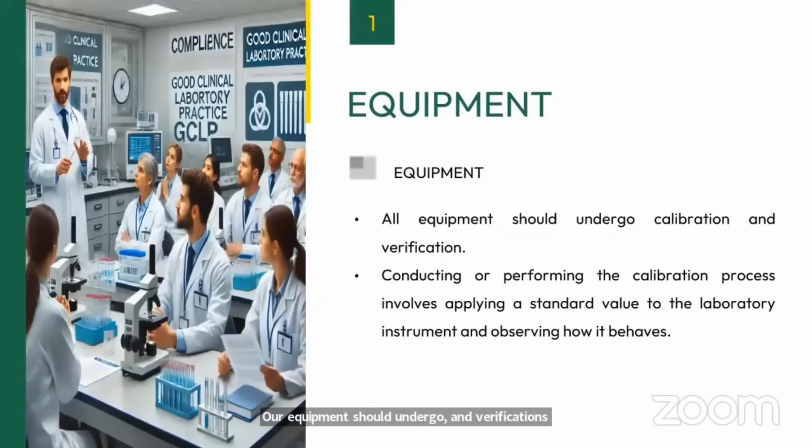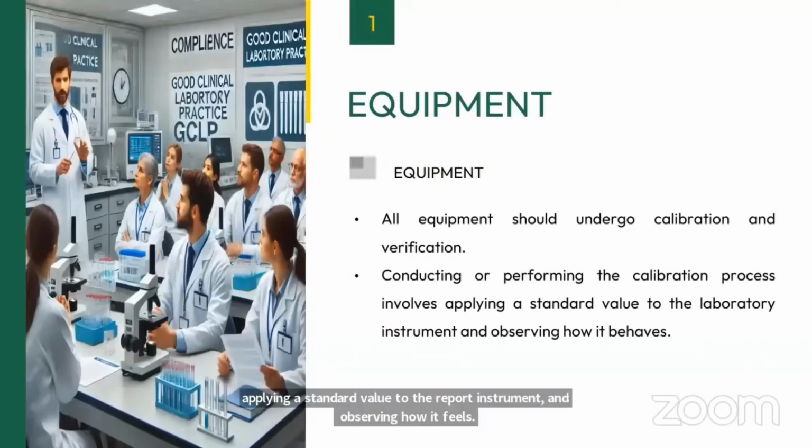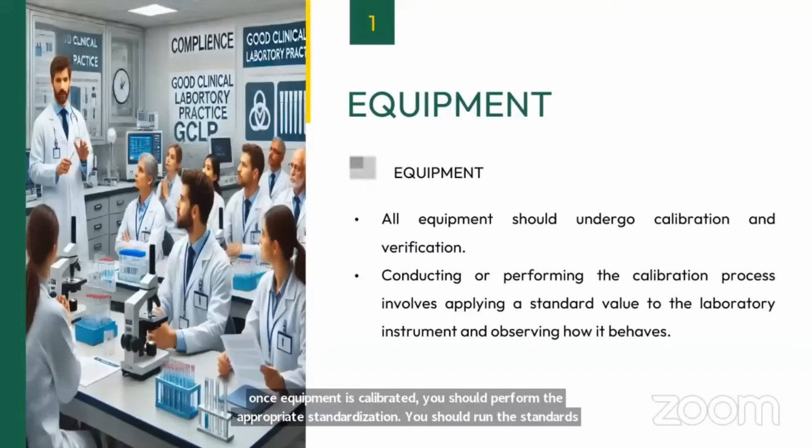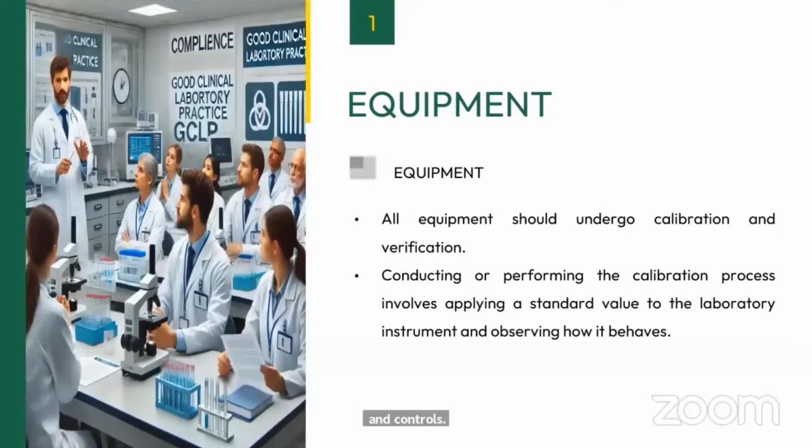Performing the calibration process involves applying a standard value to the laboratory instrument and observing how it behaves. Once the equipment is calibrated, you should perform the appropriate standardization. You should run the standards and controls, and you should see how the equipment reacts with this standard or calibration process.